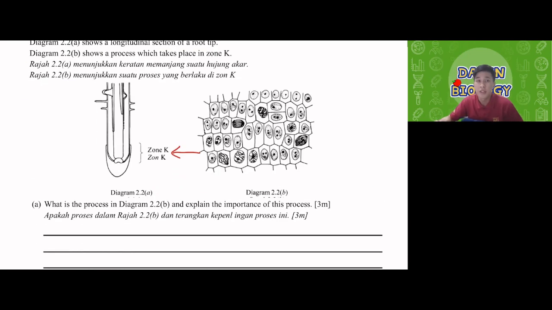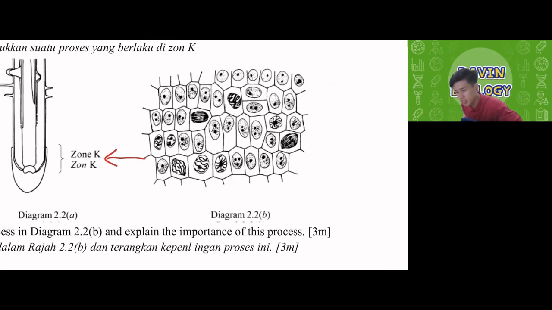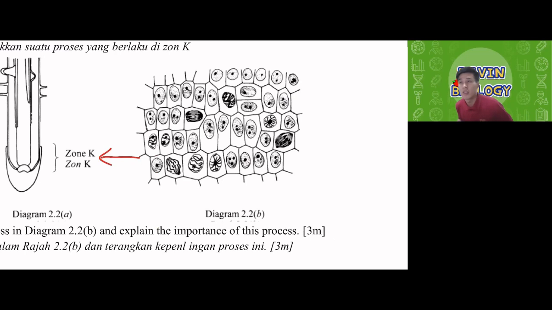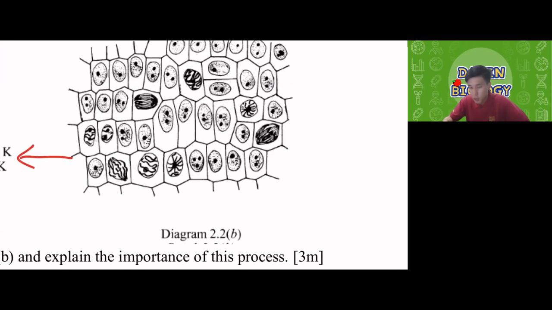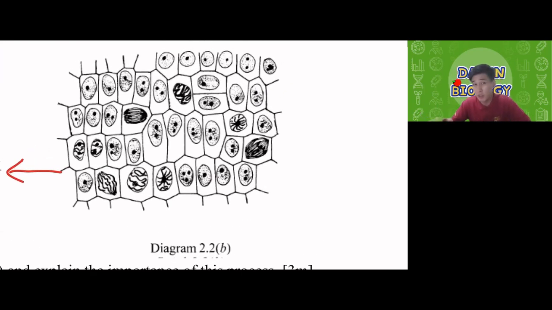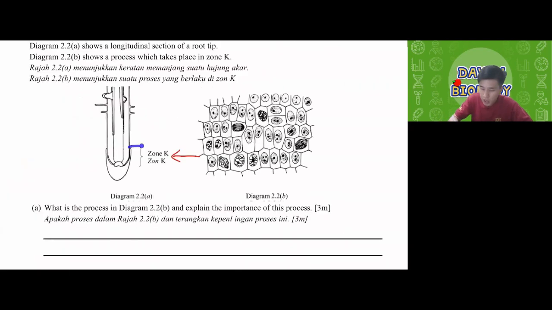Then here, okay, 2.2b. What process is this diagram showing? Do you guys know what it is or not? Yes, it's cell division. Yes, it's mitosis, correct? So here, if you look closely, they are showing different phases of mitosis. For example, you have anaphase, the cell splitting. You have metaphase, all the cells aligned at the equatorial plane. You have telophase, the nucleus split already. So this is actually mitosis. And zone K, by the way, is the first zone, right? The zone of cell division. So yes, the process shown is basically mitosis.